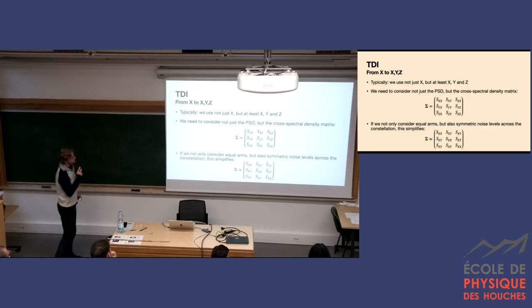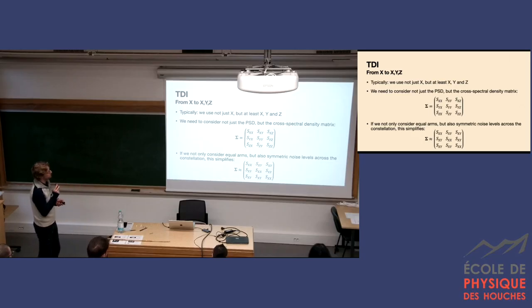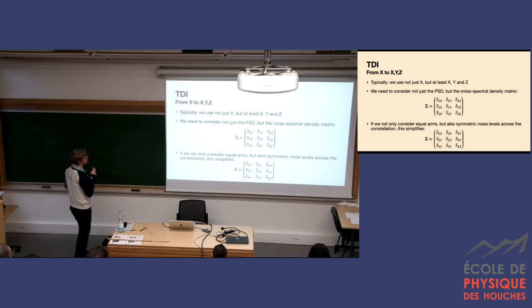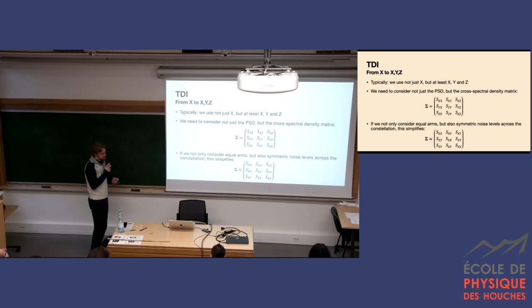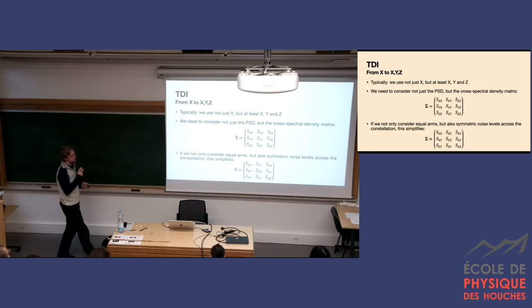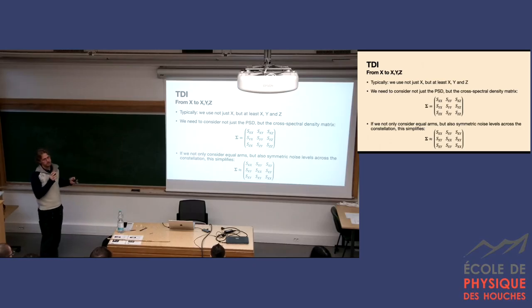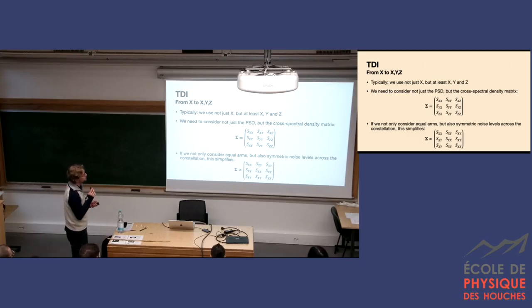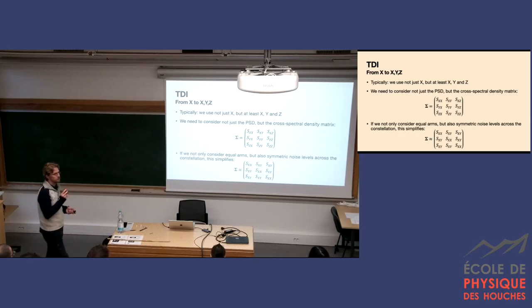Now, this was for a single TDI channel. Of course, in reality, we don't just use one channel, but we typically use at least three of them. And in that case, if we want to do data analysis, we need not just a PSD, but the full cross-spectral density matrix. This is a frequency-dependent thing, so it looks different for each frequency. And in principle, a priori, they can all have different entries. The PSDs of X and Y and Z don't need to be equal, and the cross-spectral densities between them also don't need to be the same.